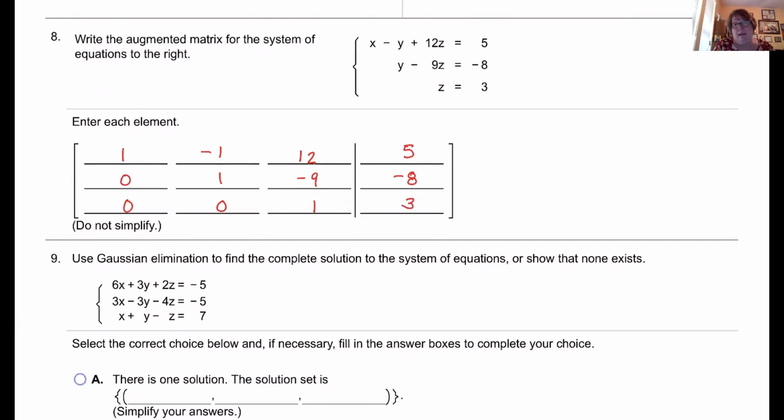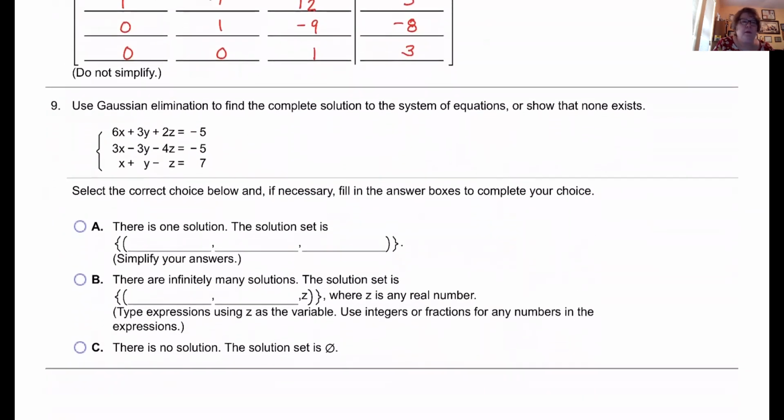Now, since my grade depends on getting this inputted correctly, I am now going to check each equation by rows. So the first equation, x minus y plus 12z equals 5. The first row of my augmented matrix should be 1, -1, 12, 5. The second equation, 0x plus y minus 9z equals -8. The second row in my augmented matrix should be 0, 1, -9, -8. Now I'm going to check my third row. 0x plus 0y plus z equals 3. So I should have 0, 0, 1, 3. I am good to go.